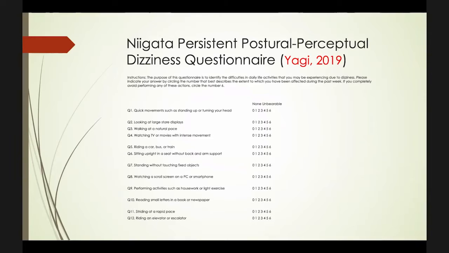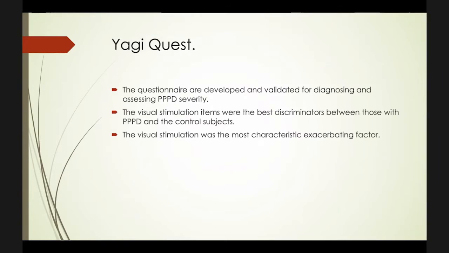This is a questionnaire for PPPD by Yagi 2019. It's 12 questions. The questionnaire was developed and validated for diagnosing and assessing PPPD severity. The visual stimulation items were the best discriminators between those with PPPD and the control subjects. Visual stimulation was the most characteristic exacerbating factor.